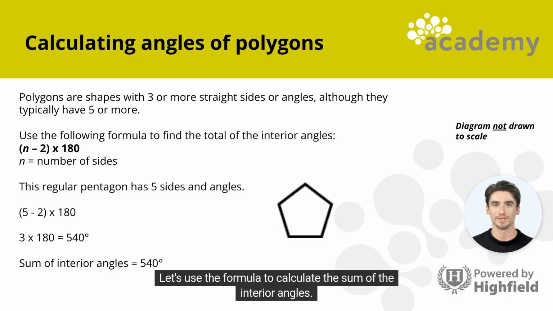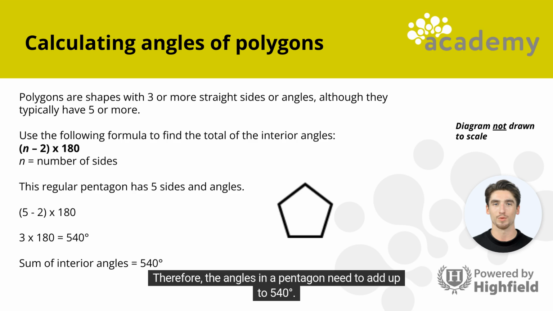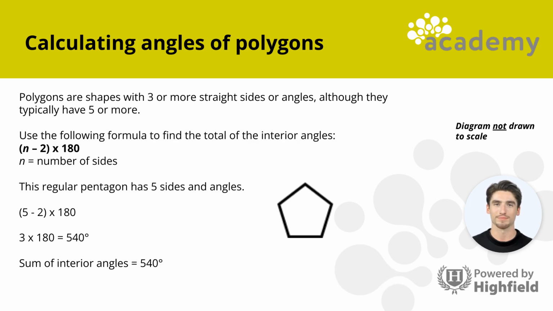Let's use the formula to calculate the sum of the interior angles. 5 minus 2, multiplied by 180. 5 minus 2 equals 3. 3 multiplied by 180 equals 540. Therefore, the angles in a pentagon need to add up to 540 degrees.